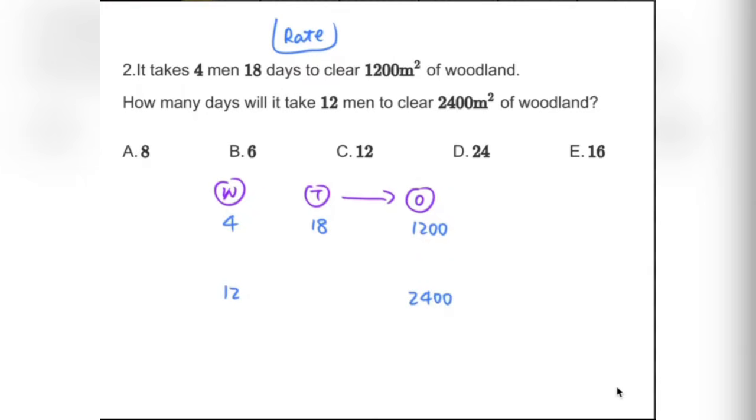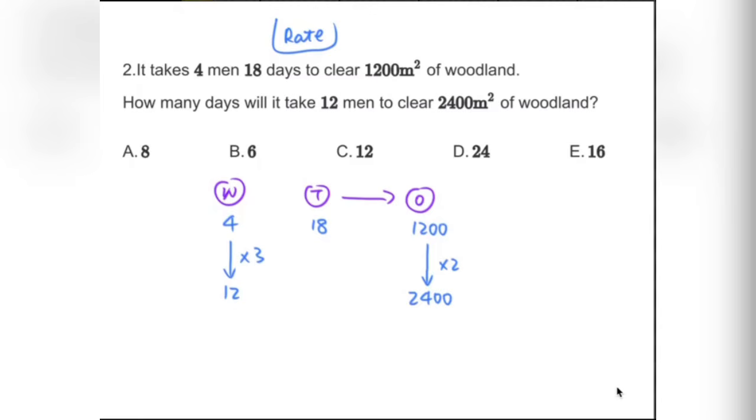2,400. What is the relationship between the workers here? From 4 to 12, we multiply by 3, right? Then what about the outcome? From 1,200 to 2,400, that is times 2. The workers are times 3, but how can you result in times 2?